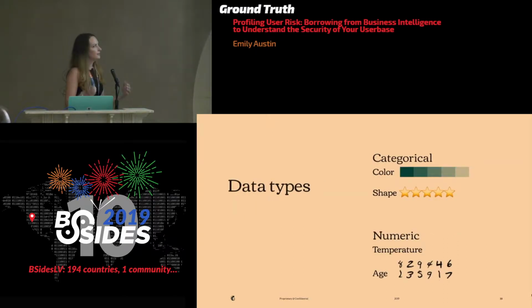Okay, data types. So categorical, these are categories. These are things that don't have numeric properties. And then numeric, I think that's pretty self-explanatory. They are numbers.